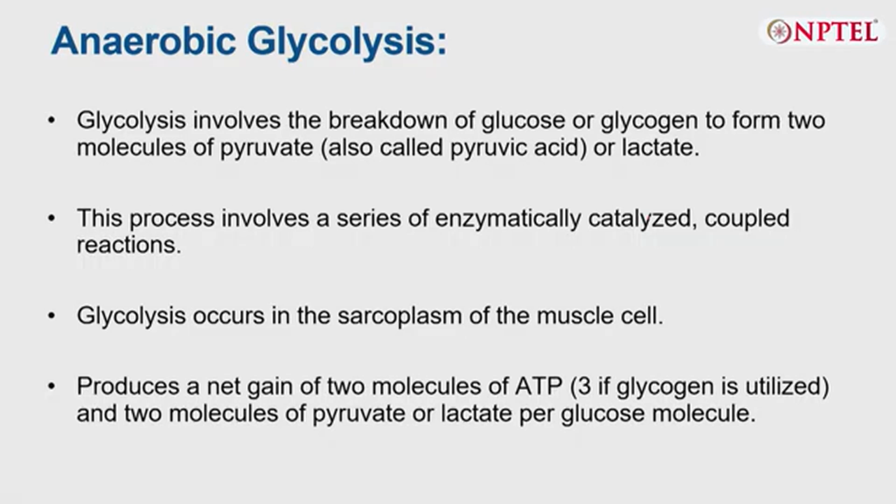So, in the glycolysis process, when glycogen is the starting point and it produces pyruvate, the net gain is 3 molecules of ATP, whereas when glucose breaks down to pyruvate, the net gain is 2 molecules of ATP. So, 1 molecule of ATP more is gained when glycogen breaks down to pyruvate than when glucose breaks down to pyruvate.